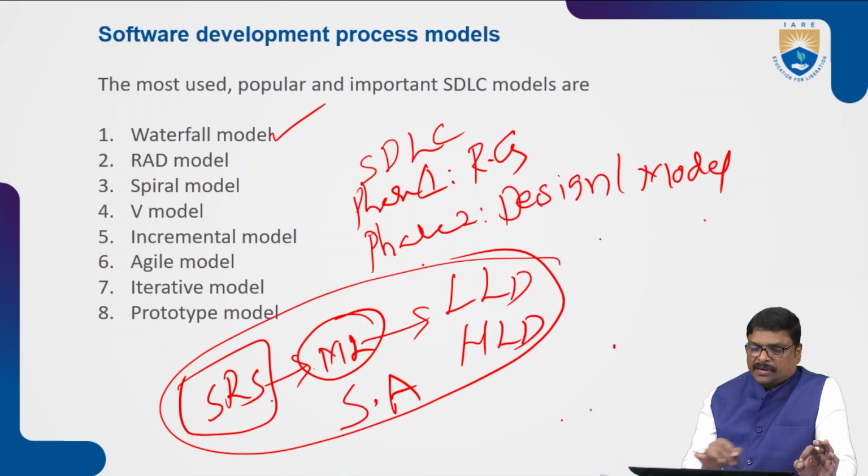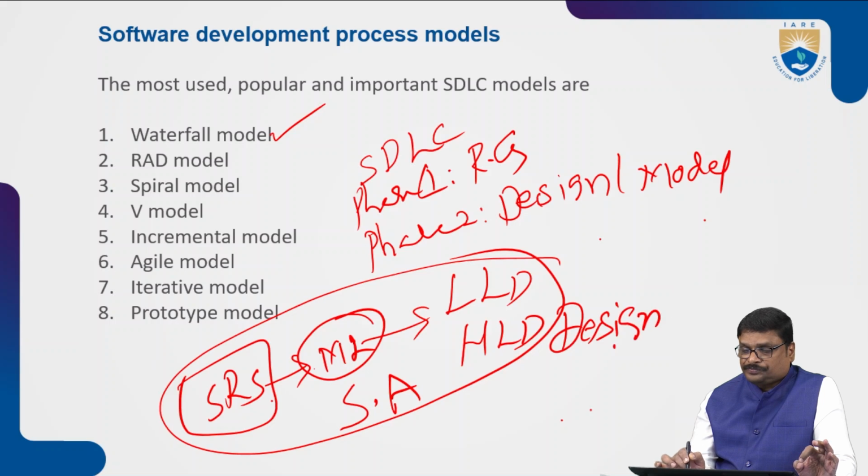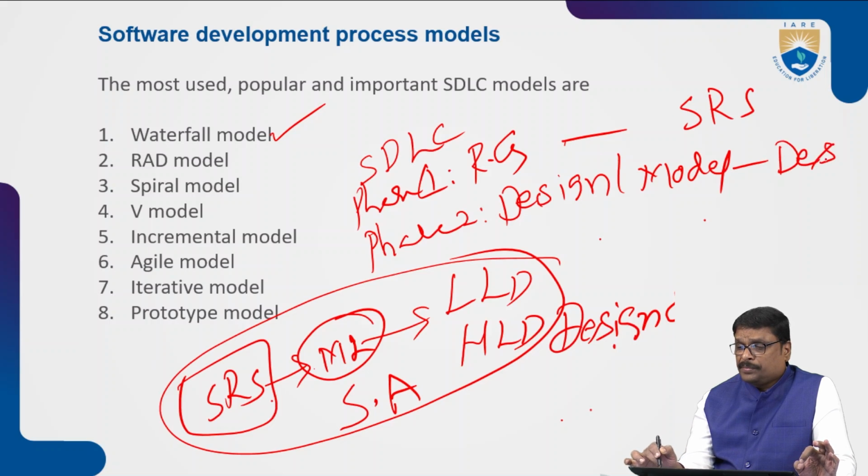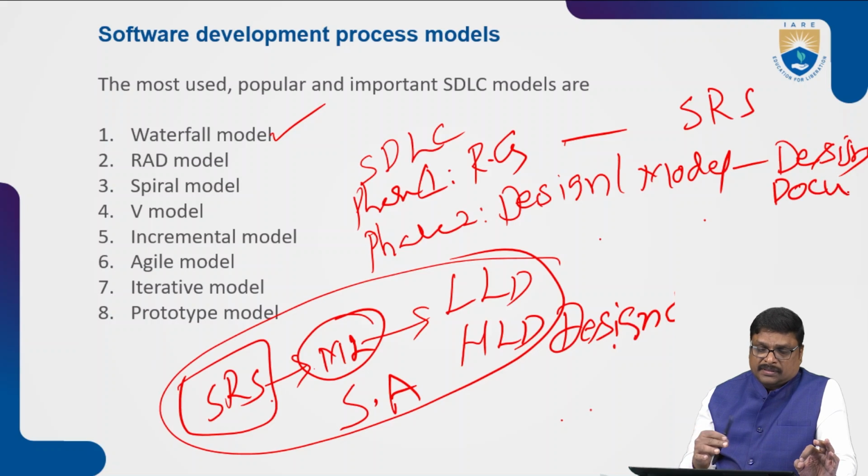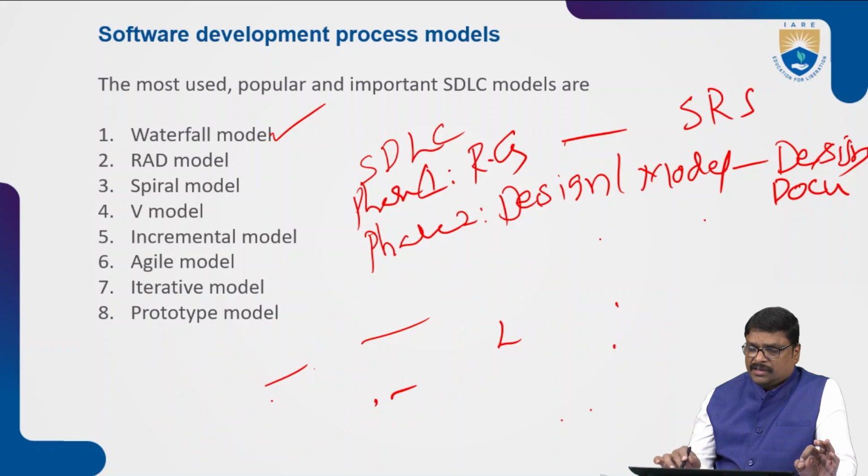So he prepared the low-level design and high-level design documents, which we call design documents. So the phase 1, the expected outcome is SRS. Phase 2, the expected documents are design documents. Okay. Then the third phase of any process model is the development.